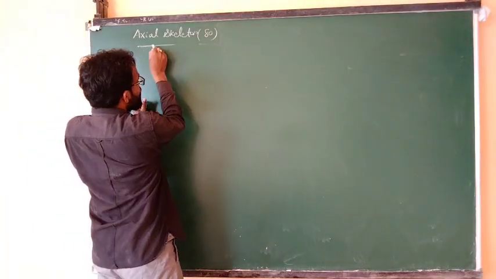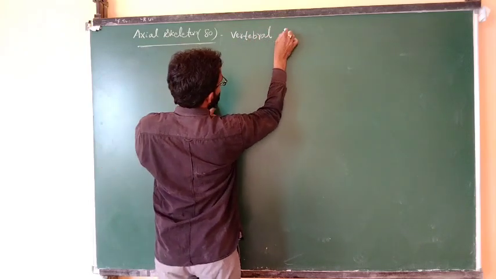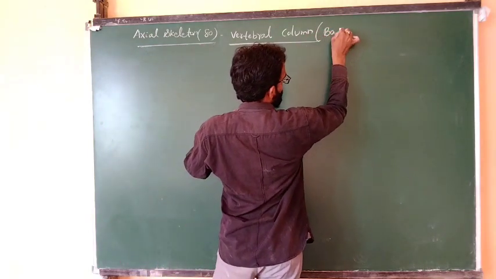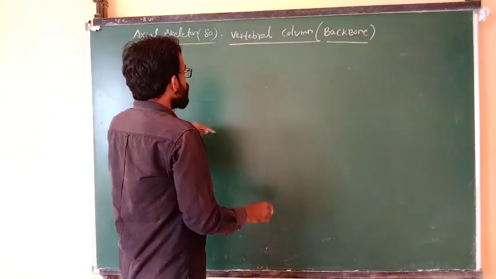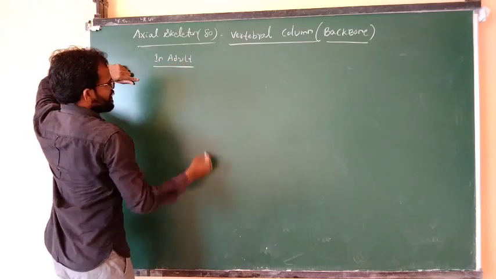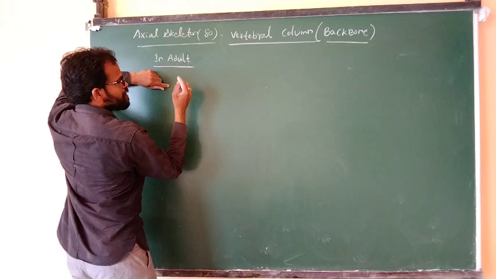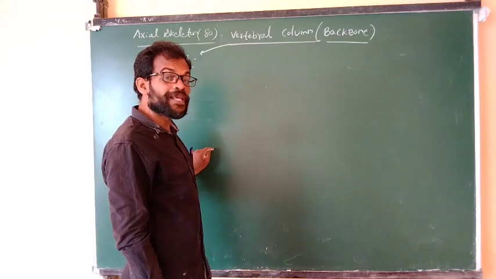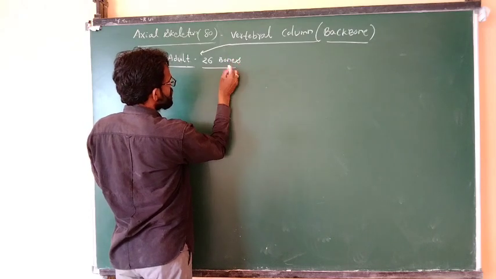Backbone. In the next one it is known as the vertebral column. Vertebral column. It is nothing but backbone. In the adult condition, how many bones does the vertebral column consist of? 26 bones.